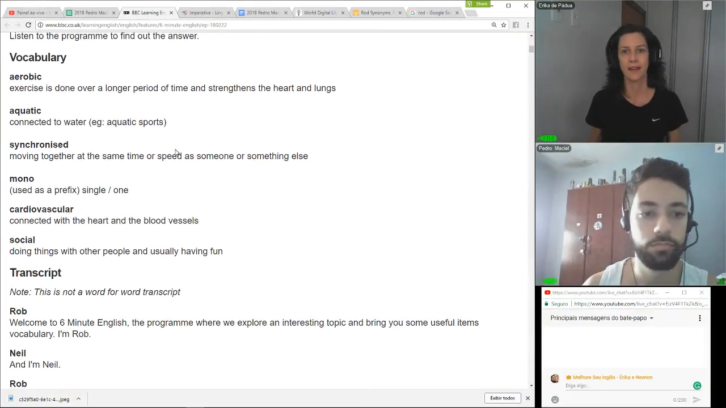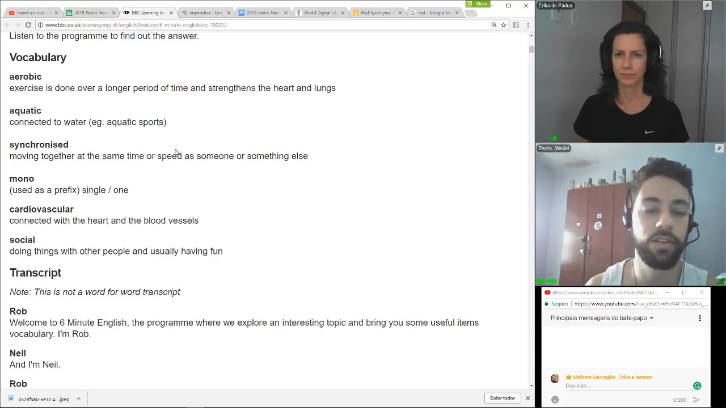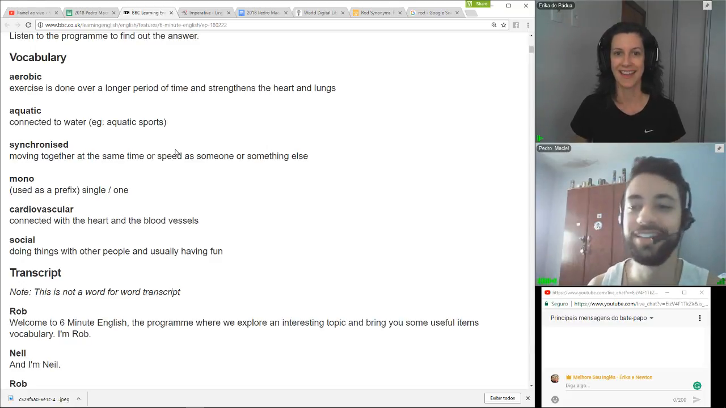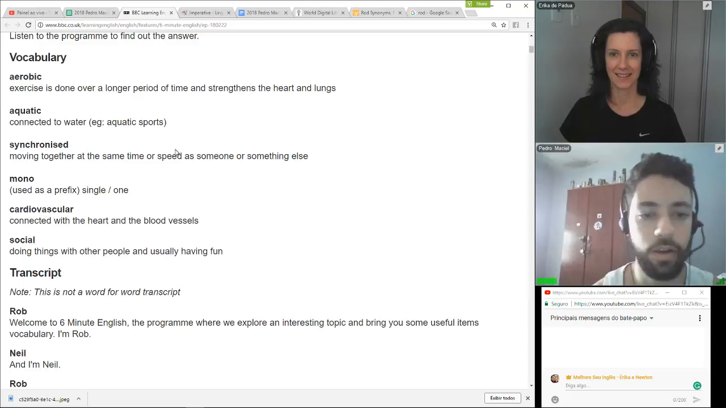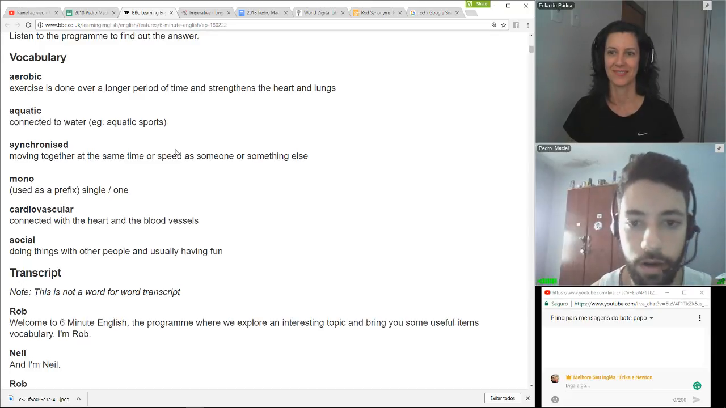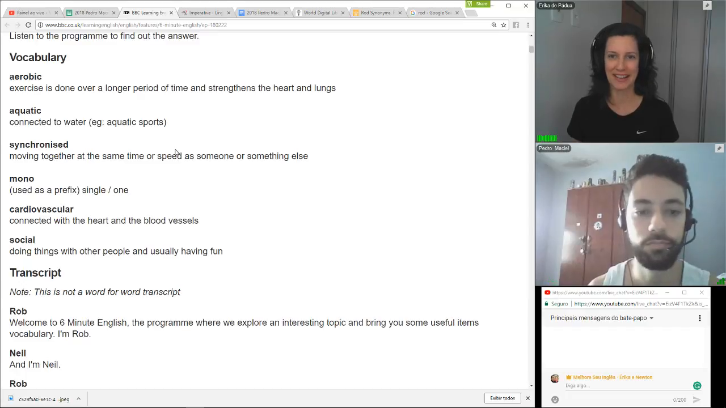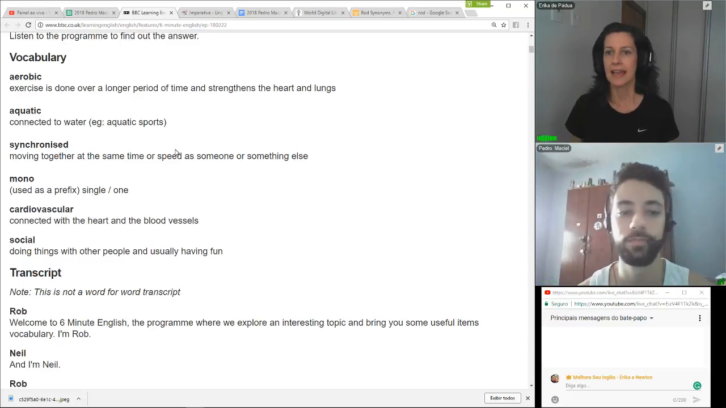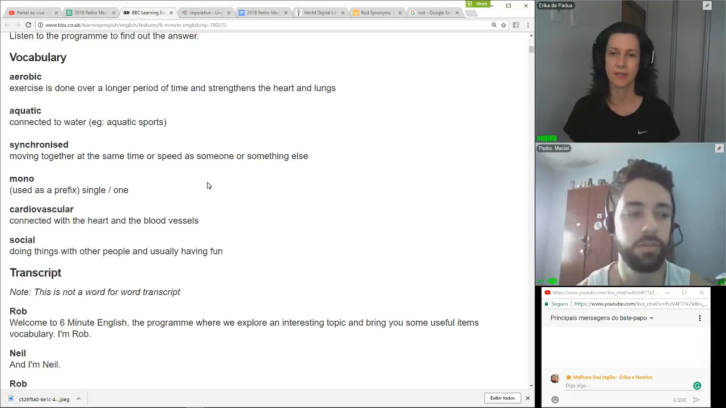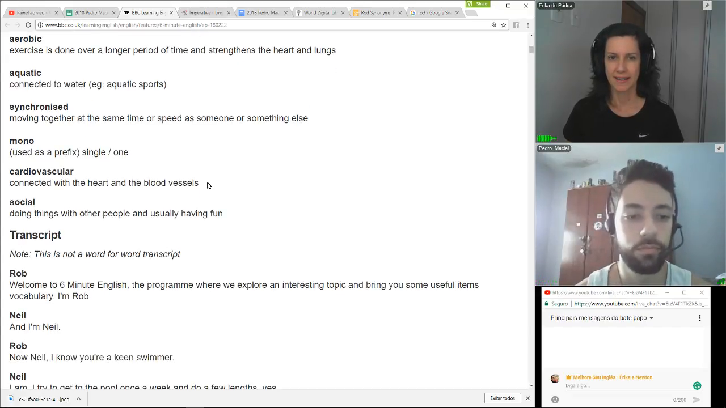Let's take a look at the words. So aerobic, it's not anaerobic. I could read here. Aerobic exercise is done over a longer period of time and strengthens the heart and lungs. I forgot, I learned this in school and I couldn't remember the difference. Aerobic is when you use air a lot and it's for a long period of time, like when you're running for 20 minutes, 30 minutes, 1 hour. Strengthens the heart and lungs. Strength is maybe increase power. Good job.